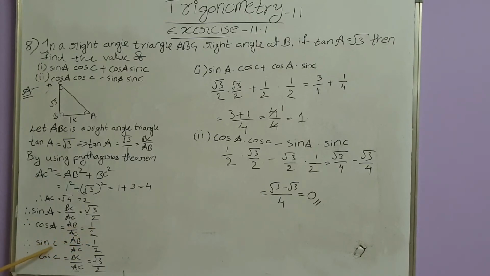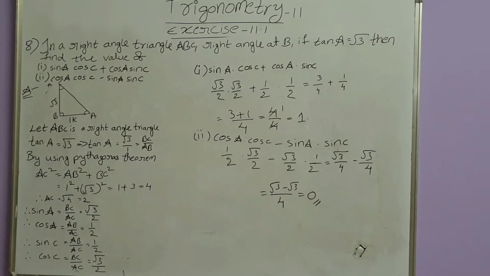And sin C, angle at C. Sin C, opposite side is AB. AB value is 1, hypotenuse value is 2. AC value is 2. And cos C, adjacent side of C by hypotenuse, is equal to root 3 by 2.